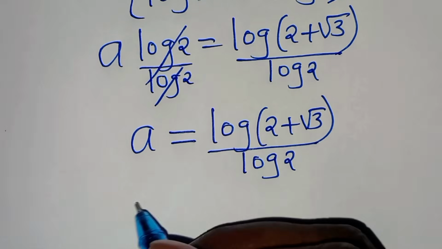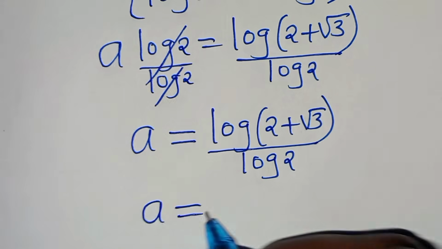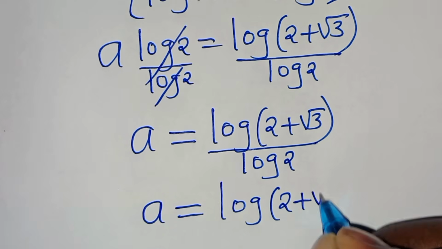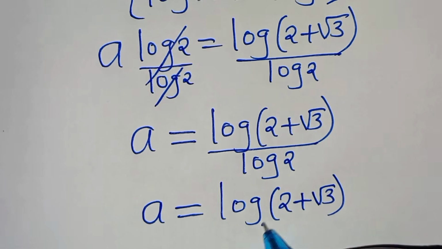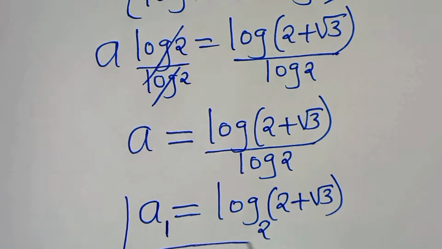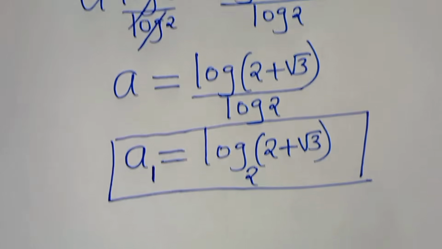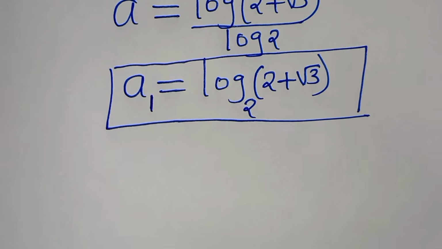which we can express as a. This is equal to log of 2 plus square root of 3 to base 2. So this is the value of a1. Now let's proceed to case 2.